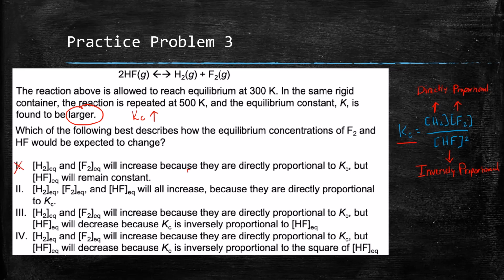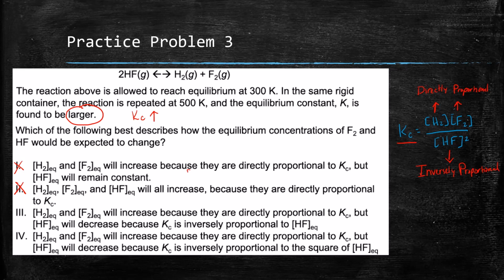H2 and F2 and HF will all increase because they are directly proportional to Kc. Well, I know HF is not going to increase because that's not going to help me, so I'm going to go ahead and cross that one out. All right, we got H2 and F2 will increase because they are directly proportional to Kc, but HF will decrease because Kc is inversely proportional to HF. Sounds right. Let's go ahead and double check 4 first, though.